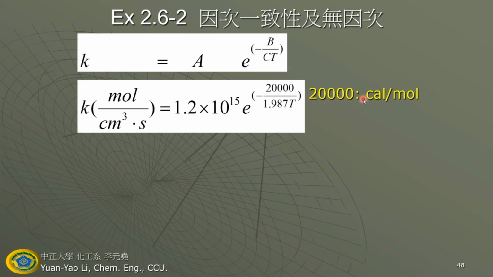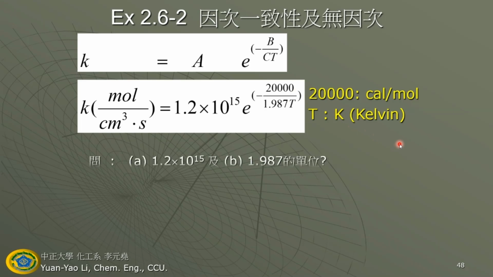And please tell me the unit of A and the unit of B. Here, 20,000 is calorie per mole. Okay, the unit is calorie per mole. And the unit of T is temperature, Kelvin. So here I give you three dimensions: one is K, one is B, and one is T.